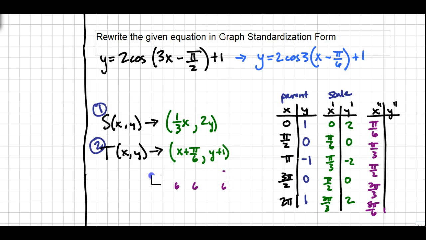Now we need to go ahead and do the y values. So again, we're going from the scale change. We grab the y values and we're going to do whatever this says. So I'm going to take all of these numbers and add 1. 2 plus 1 is 3, 0 plus 1 is 1, negative 2 plus 1 is negative 1, 0 plus 1 is 1, 2 plus 1 is 3.